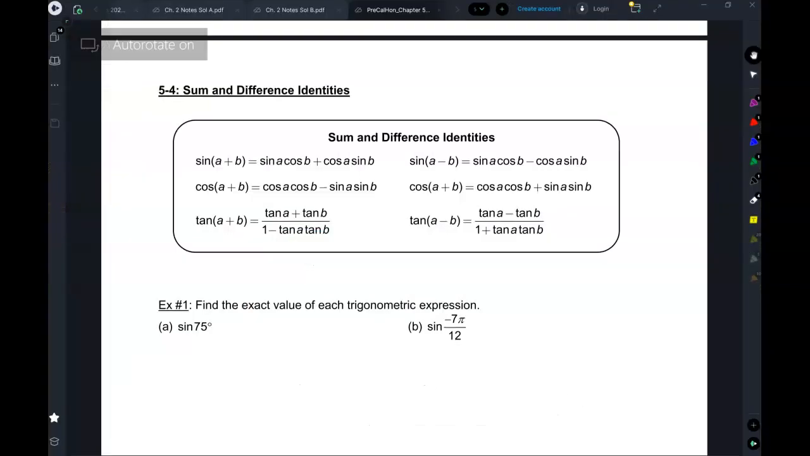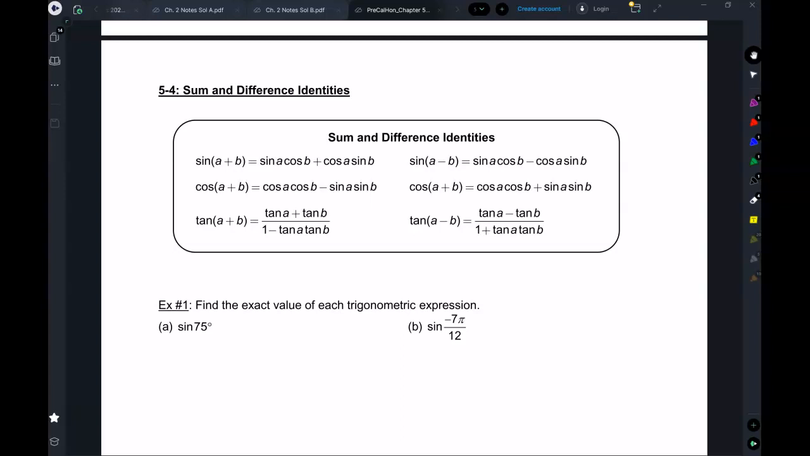Right. So, oh, that's where this was. Okay, so section 5.4. Like I said, a brand new set of identities in this one. We call these the sum and difference identities.